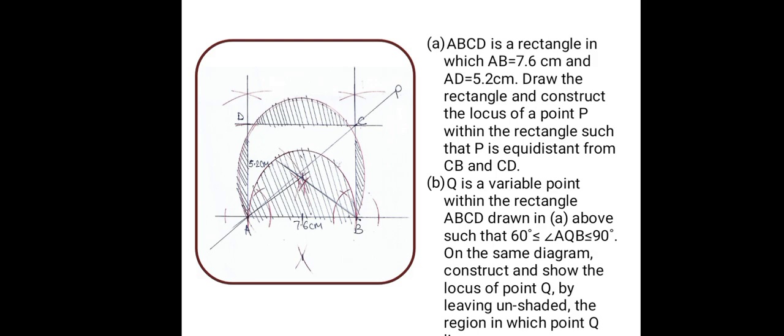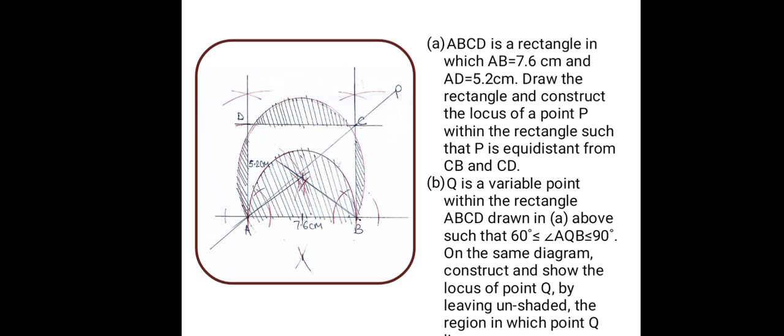ABCD is a rectangle in which AB is equal to 7.6 cm and AD is equal to 5.2 cm. Draw the rectangle and construct the locus of point P within the rectangle such that P is equidistant from C, B, and CD.